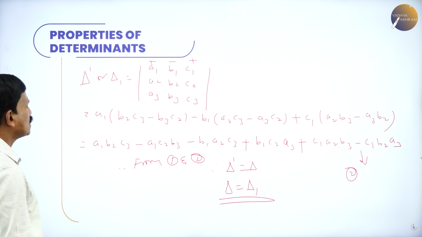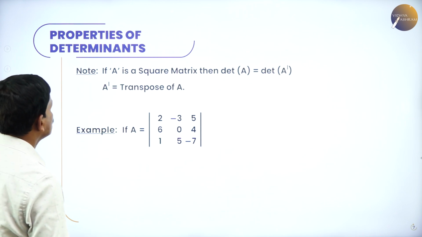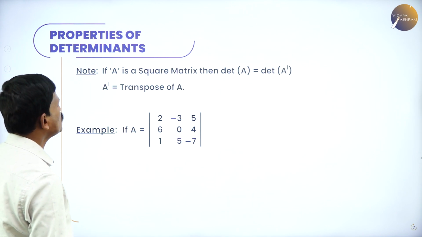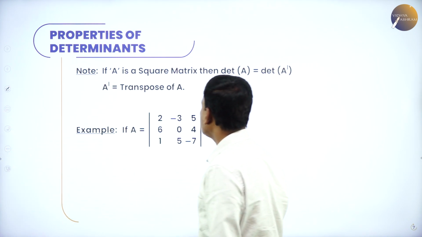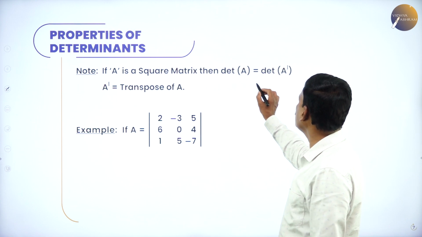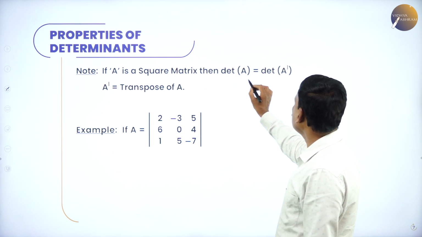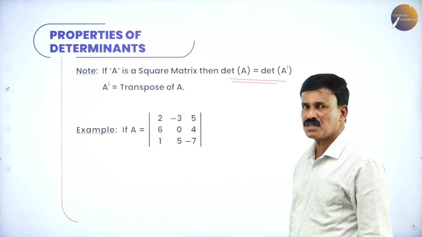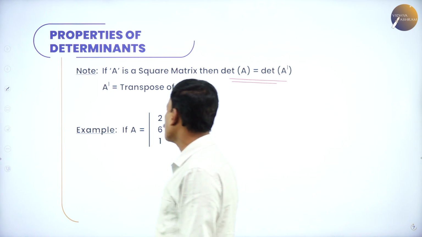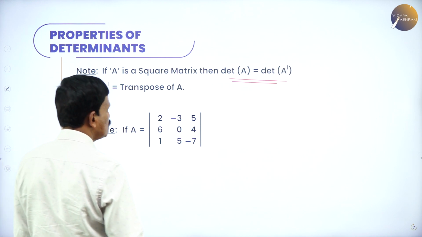Now, let us take an example. If A is a square matrix of any order, here 3 rows, 3 columns, then the determinant of A is equal to the determinant of A dash. That is the property. A dash is the transpose of A. Suppose I interchange the rows to columns, then I will get the same answer.